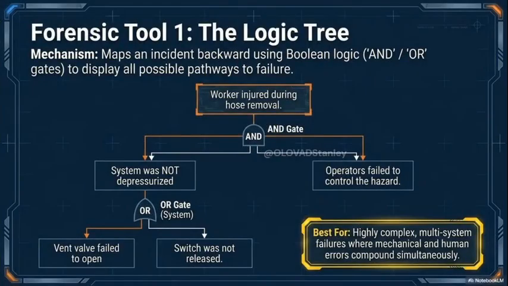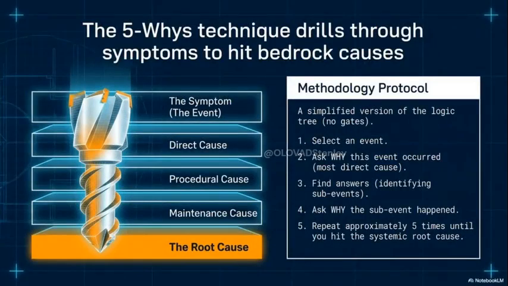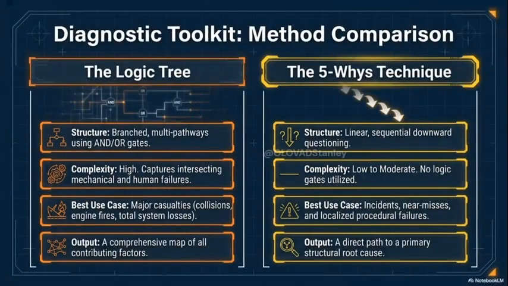The 5 whys technique, on the other hand, is about drilling down. By repeatedly asking "why" a failure occurred, you move past symptoms to identify the fundamental systemic root causes. When deciding between these methods, consider the complexity of the event. While the 5 whys work well for simpler issues, the logic tree provides the structure needed for complex, multi-factor incidents. These tools turn raw data into actionable intelligence. By applying these methodologies consistently, you ensure that your investigations are rigorous, repeatable, and focused on genuine improvement.